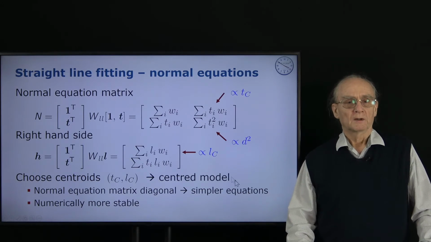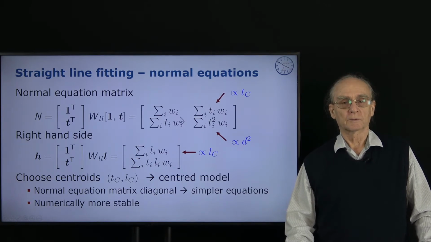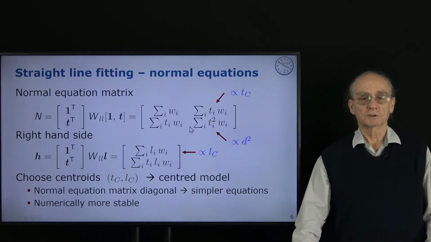So if we now build up the normal equations, we take A transpose WA, which is 1 transpose, T transposed, etc. And now we see here that at the 1 element, we get the sum of all the weights. Then we get the sum of the weighted T's. The same here, just reversed. And here we get the sum of the squares of the T's. So this is our normal equation matrix, 2 by 2.